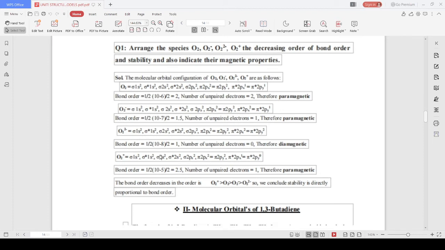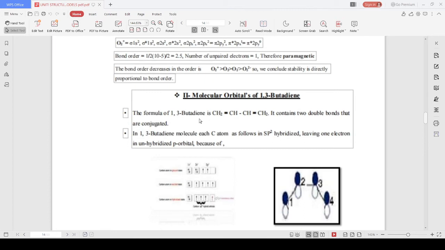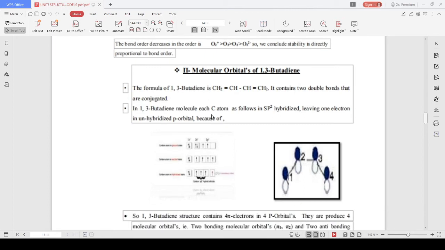And another one is the molecular orbitals of 1,3-butadiene, which is very important. Last year it was given in the main exams. The formula of 1,3-butadiene, which we repeat often in organic chemistry also: CH2 double bond CH, single bond, CH double bond CH2. That is called 1,3-butadiene.